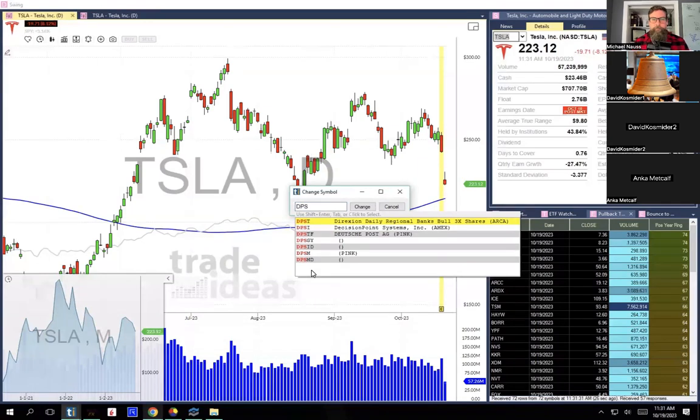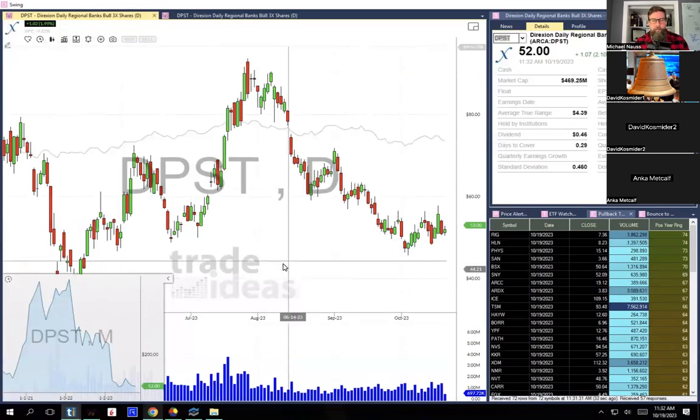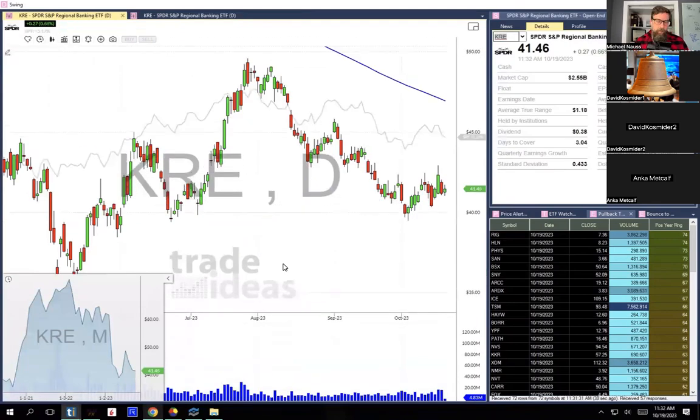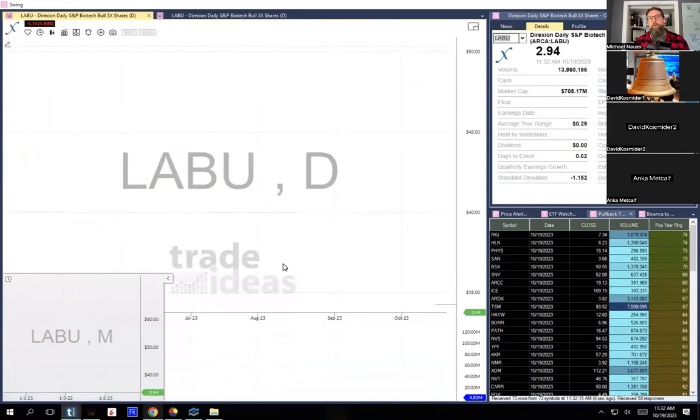DPST, regional banks 3 times bull. Ooh, careful. I'm going to do KRE, because this will be the same thing. No, let me actually, I always want to look at LABU. I always just want to show this chart.